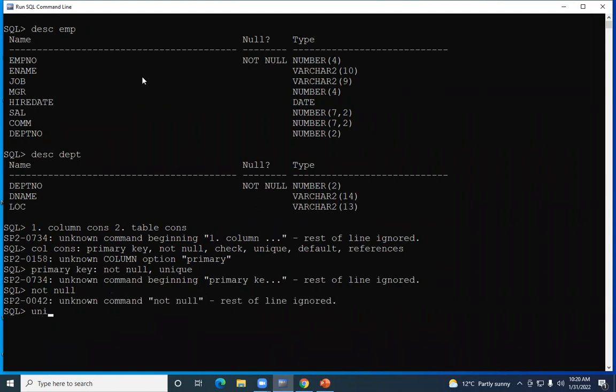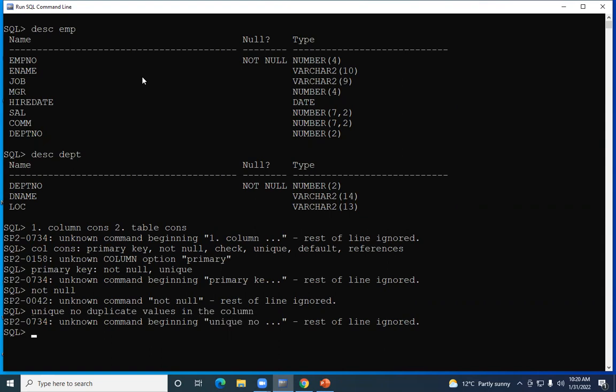Then you have the unique. Unique again would mean that you cannot put duplicate values into that column, right? So unique would mean no duplicate values. That is the meaning of this. No duplicate values in the column.